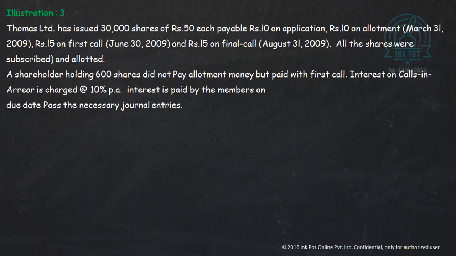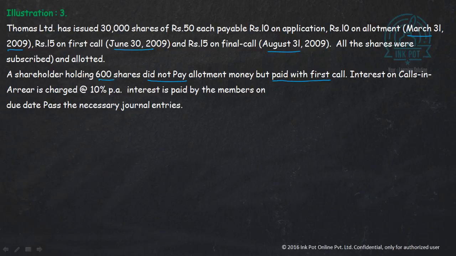Thomas Limited had issued 30,000 shares of rupees 50 each, payable rupees 10 on application, 10 on allotment. The allotment due date was March 31st, 2009. The first call was due on June 30, 2009 and the final call was due on August 31st, 2009. All the shares were subscribed and allotted, but one shareholder who held 600 shares did not pay the allotment money but paid it with the first call.